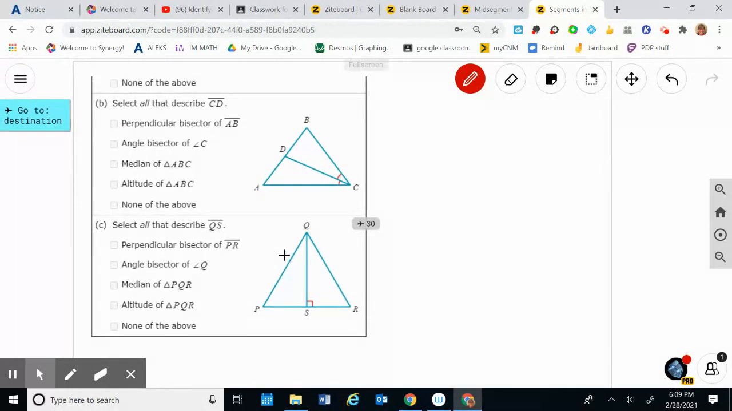Next. Take a look at this one again. Angle bisector. I hope you got that right. And this one, altitude. You can see because nothing is marked. If this had been marked with these little marks, then we'd have a whole different answer, but that's not what we have.